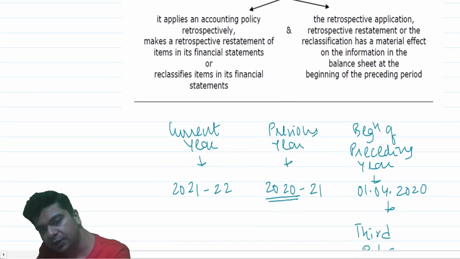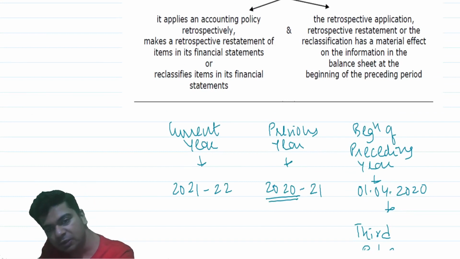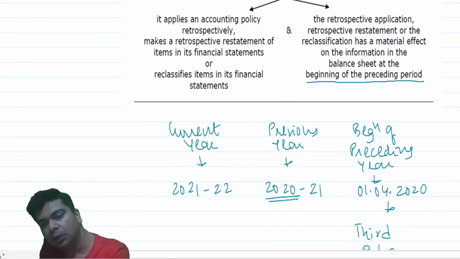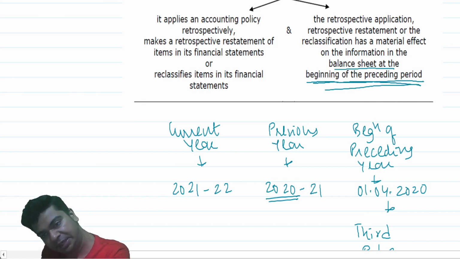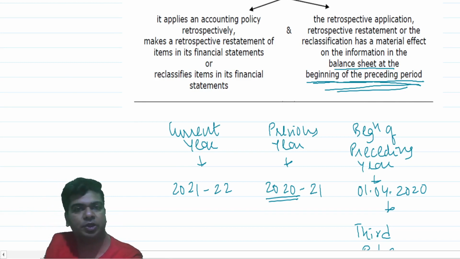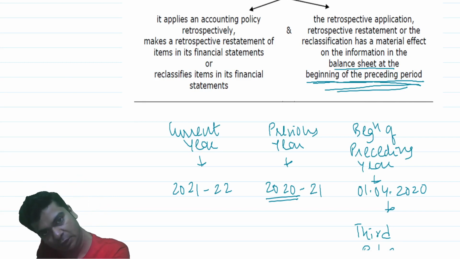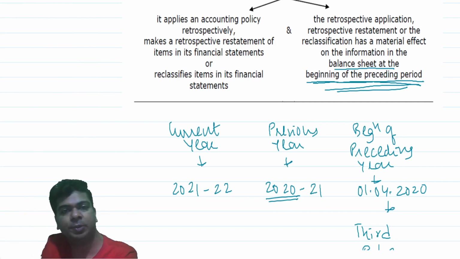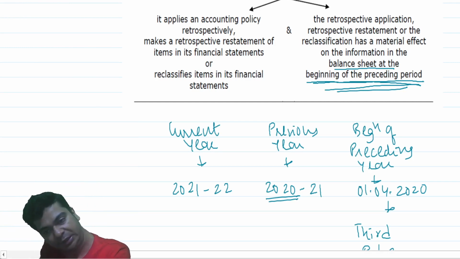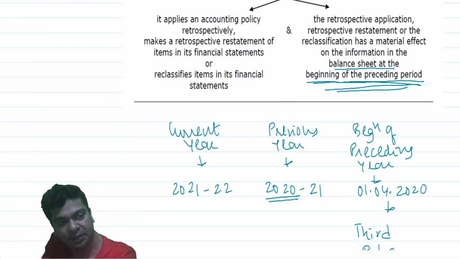I'll just show you the literature and then it will become very clear. Just see what the Ind AS says here. Here it is. These are the words. You will prepare a balance sheet at the beginning of the preceding period, right? Preceding period or previous year is 2020-21. Any change for 2020-21 will be captured in the comparatives, but if the years before 2020-21 are getting affected, then you have to present a third balance sheet, and the third balance sheet will be presented, as you can see, at the beginning of the preceding period.